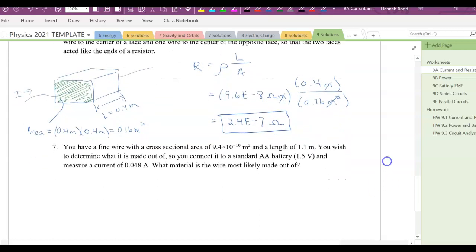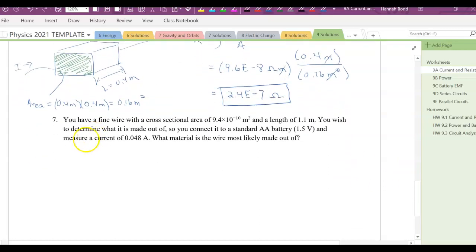Let's look at another one here. So here we have a very fine wire. It has a very small cross-sectional area. This is a very teeny little wire, and it has a length of 1.1 meters, and we want to find what it's made out of. Okay, so we connect a standard battery, 1.5 volts, and we measure a current of 0.048 amps.